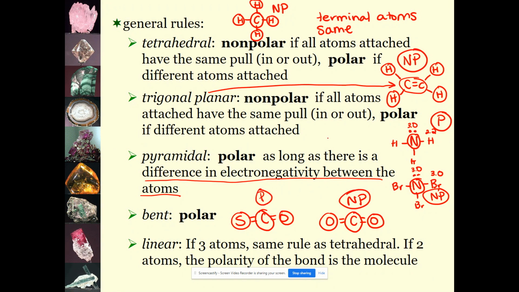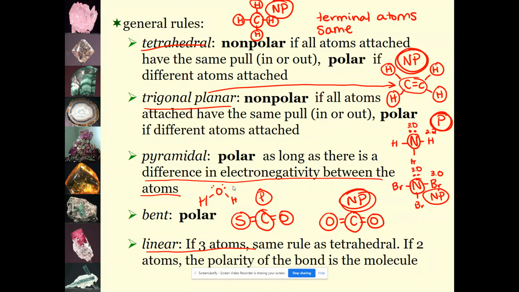Okay? So again, to summarize, tetrahedral, trigonal planar, and linear with 3 atoms will all be nonpolar as long as all the terminal atoms are the same. If the terminal atoms are different, they are polar. Bent and pyramidal are always polar, and an example of bent is like water. It's polar, okay? Because of the bent angles, they're not pulling in opposite directions, so they cannot cancel.